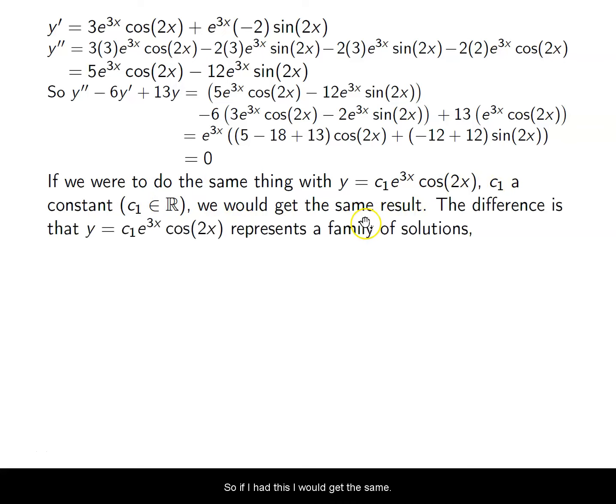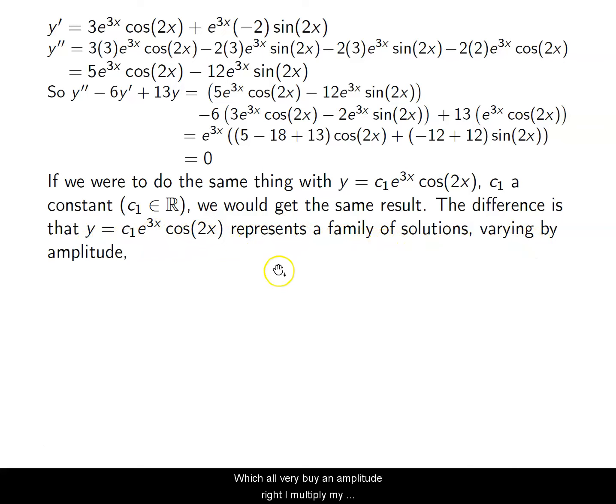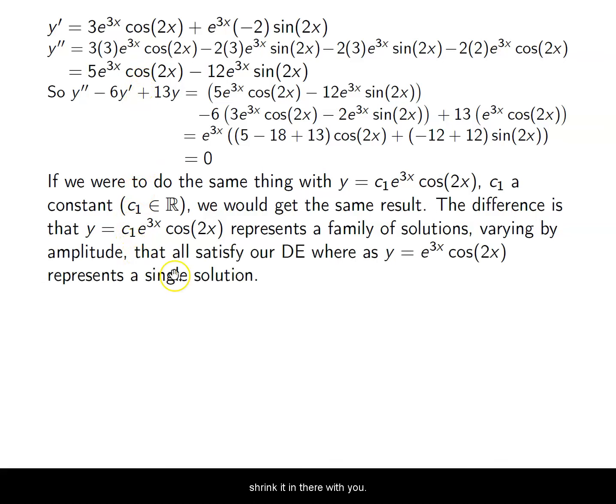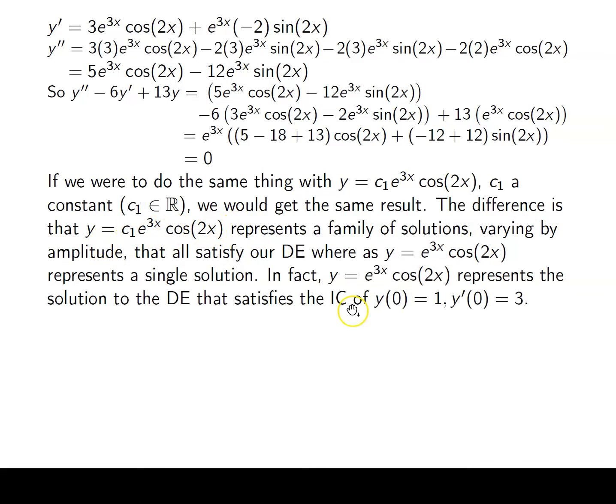So if I had this, I would get the same result. The difference again is that this form represents a family of solutions which all vary by an amplitude. I'm multiplying my solution by a constant multiple, so it will grow in amplitude or shrink in amplitude. They all satisfy our DE, whereas this represents a single solution because it's not a variable constant multiple. It's a single solution. This is the solution. It's not some multiple of that.